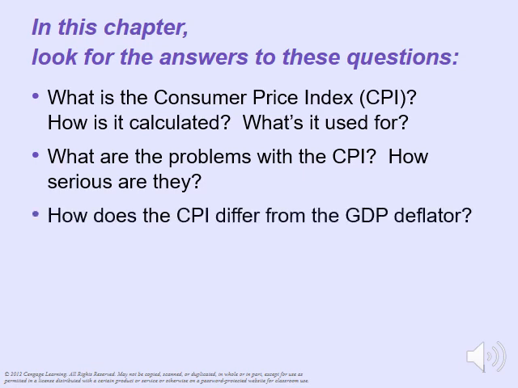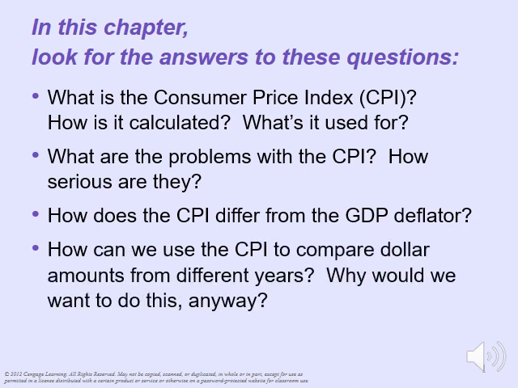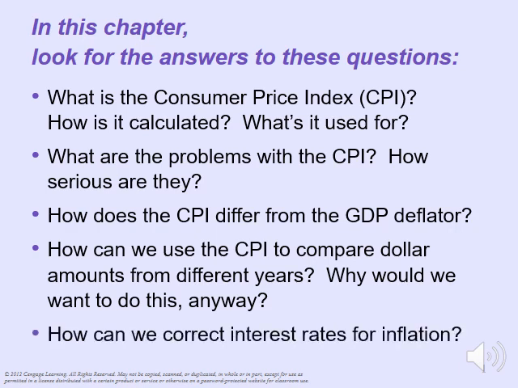How does our CPI price index differ from our GDP deflator index? How can we use the CPI to compare dollar amounts from different times? Why would we want to do this anyway? How can we correct interest rates for inflation rates?